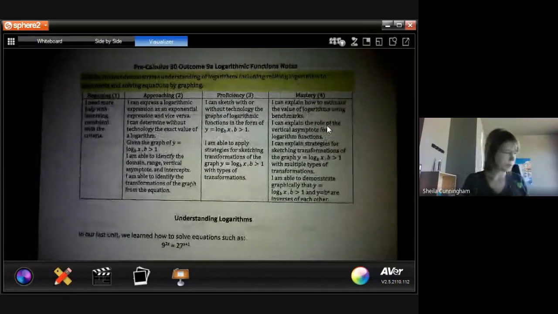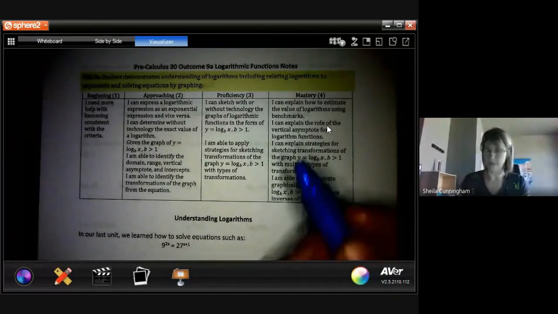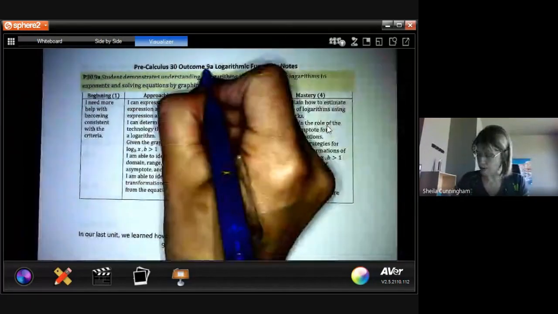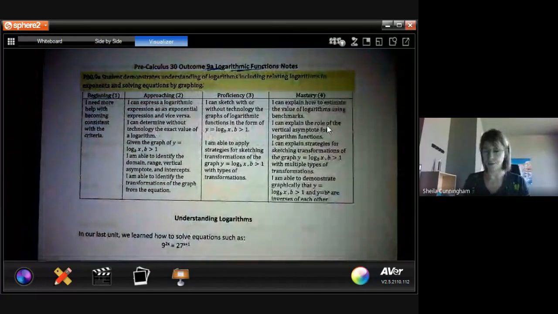Okay, so you'll be able to go on to Google Classroom after, or if you haven't already, we're looking at outcome 9A now, which is going to get us into logarithmic functions. The whole last section that we just did was on exponential functions and graphing them and doing transformations to them. Logarithmic functions, we're going to do exactly the same thing.